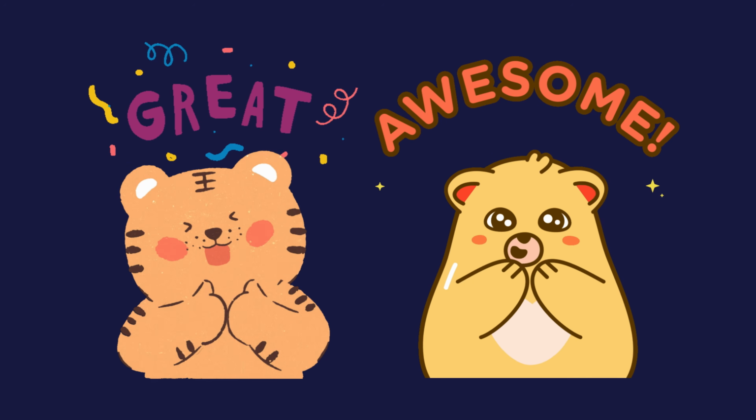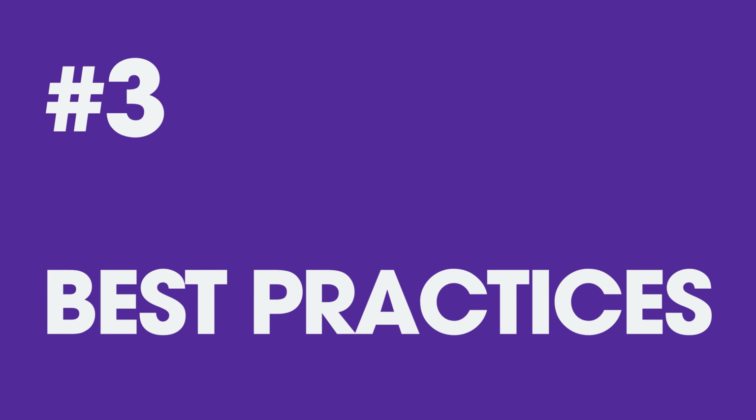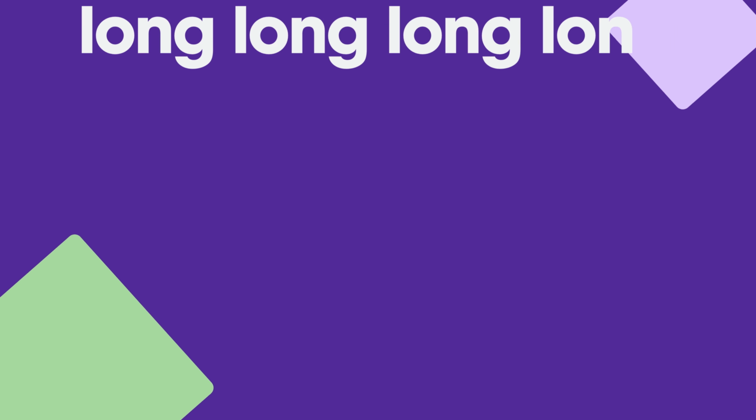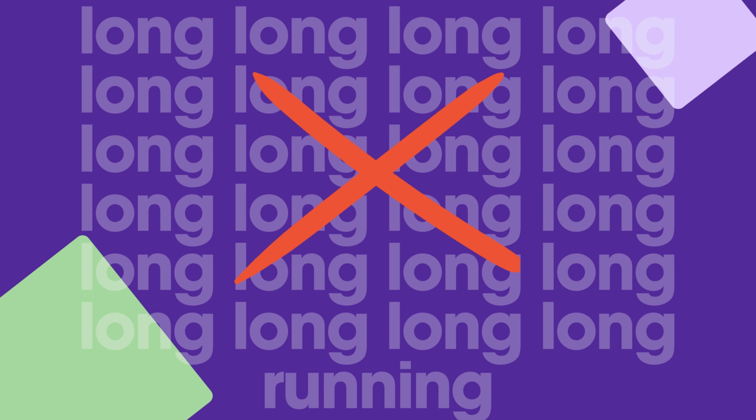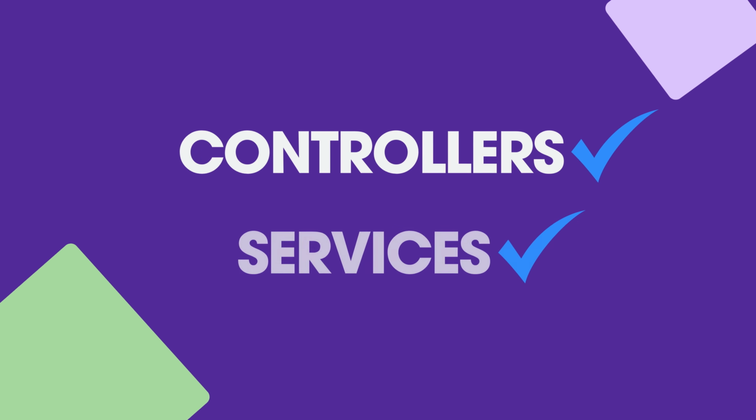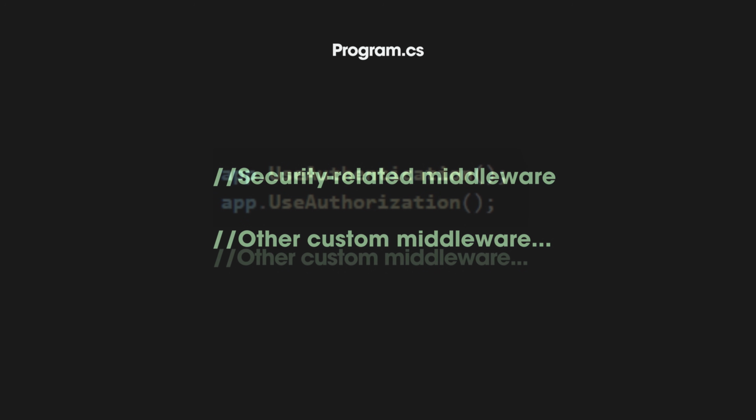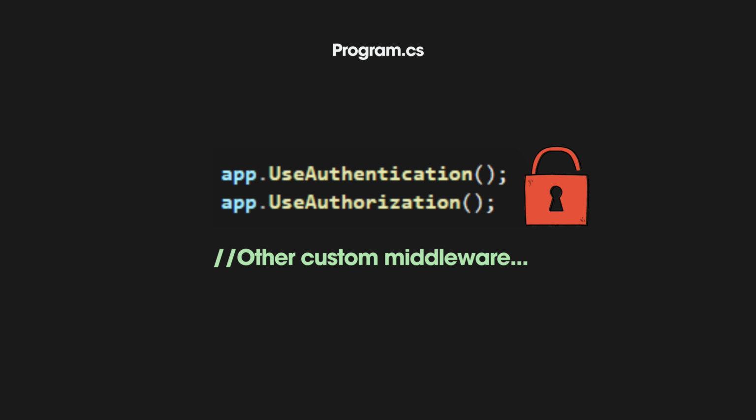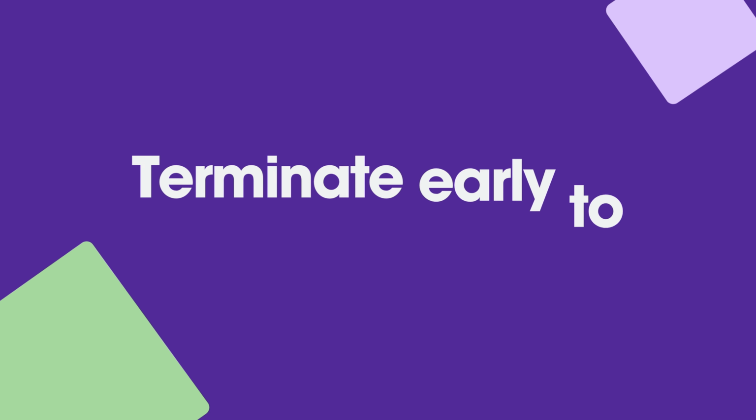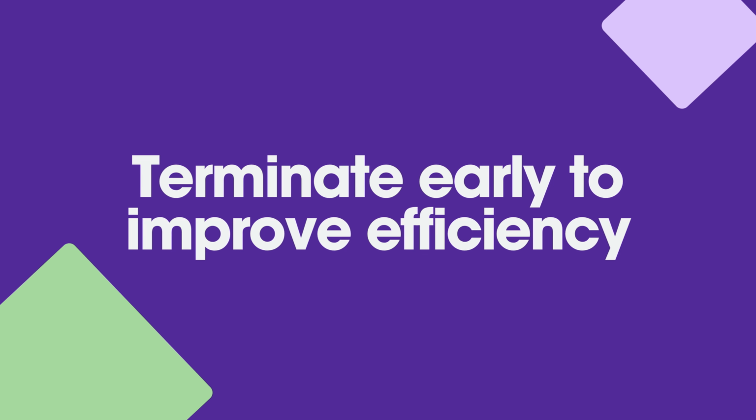Now that you understand middleware, let's go over some best practices to avoid common mistakes. Number 1, keep middleware lightweight. Avoid long-running operations inside middleware to keep performance optimal. Number 2, use middleware only when necessary. Some logic is better handled in controllers or services. Number 3, order matters. Place security-related middleware, like authentication, early in the pipeline to ensure the security rules are enforced before letting the users continue their attempt. Number 4, short-circuit wisely. If a request doesn't need to continue, terminate it early to improve efficiency.